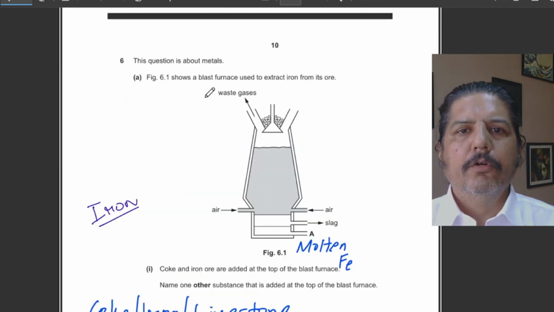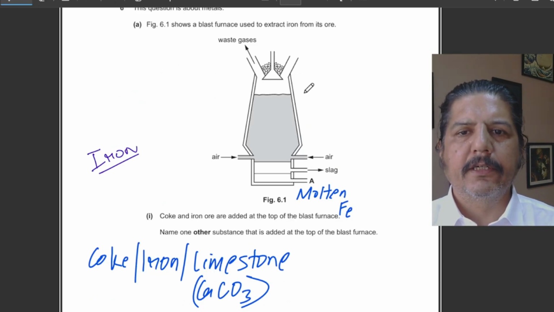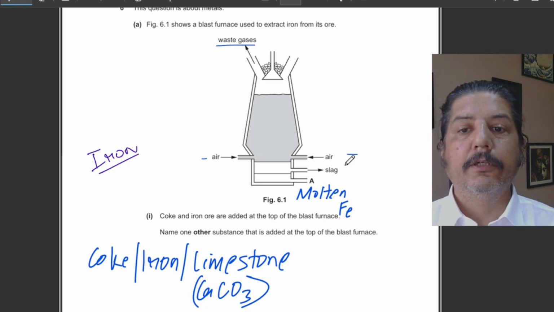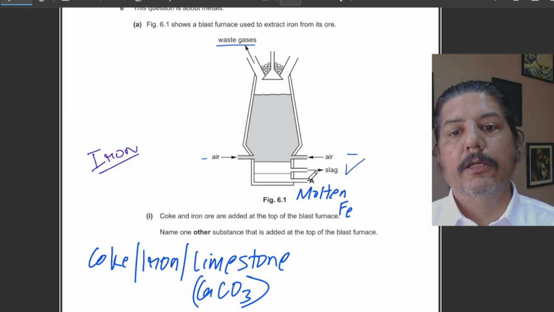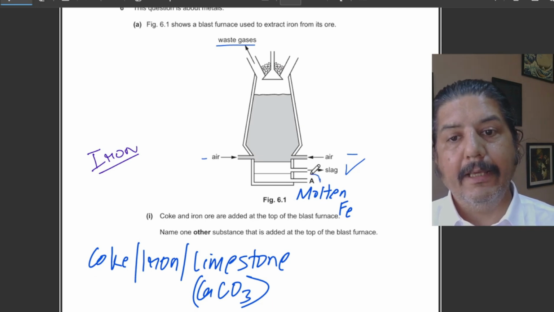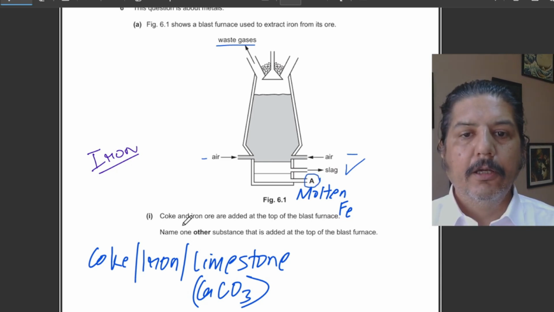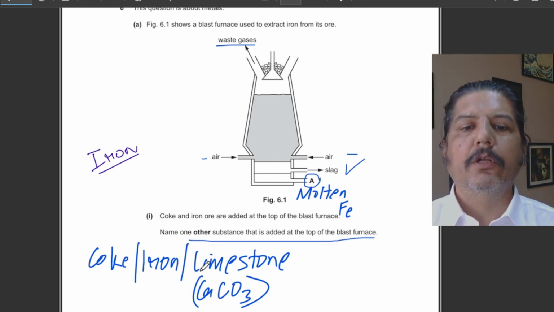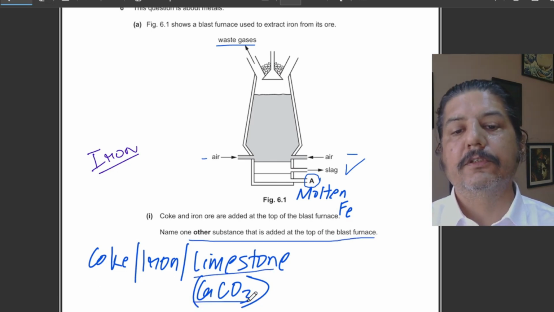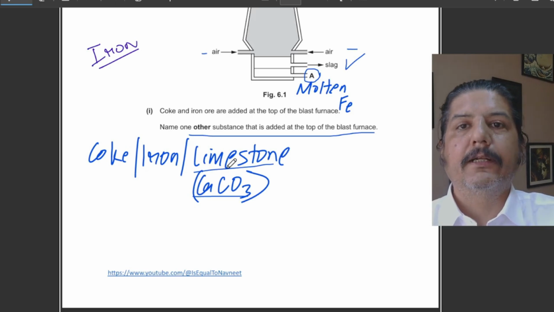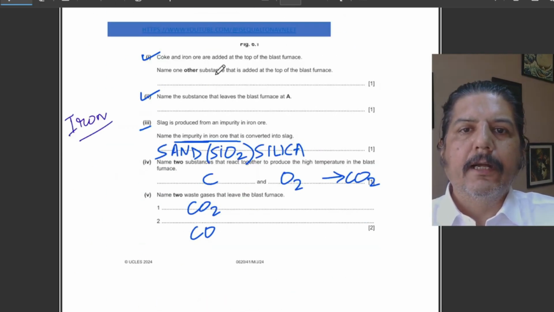Okay, so the blast furnace is shown. Iron is extracted from the ore. This is the air that you are supplying. These are the waste gases that are being removed. Slag is being removed as discussed before. Then we have A, which represents molten iron. A question is asked: coke and iron ore are added to the top of the blast furnace. Name one other substance that is added to the top. Limestone, CaCO3, is added at the top of the blast furnace. So three things are added: coke, iron ore, and limestone.